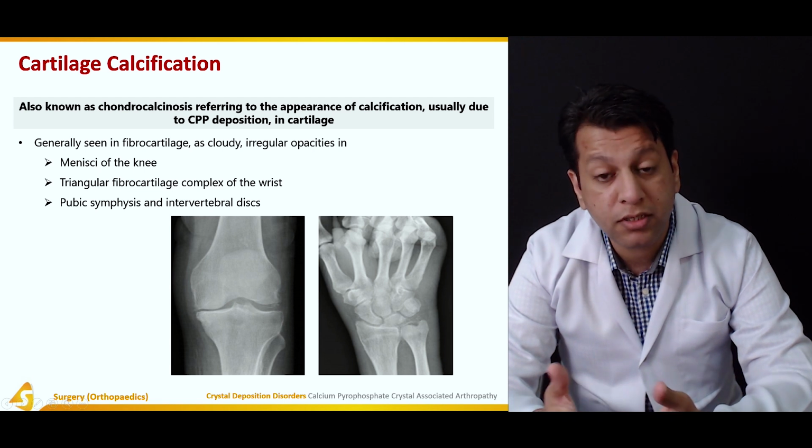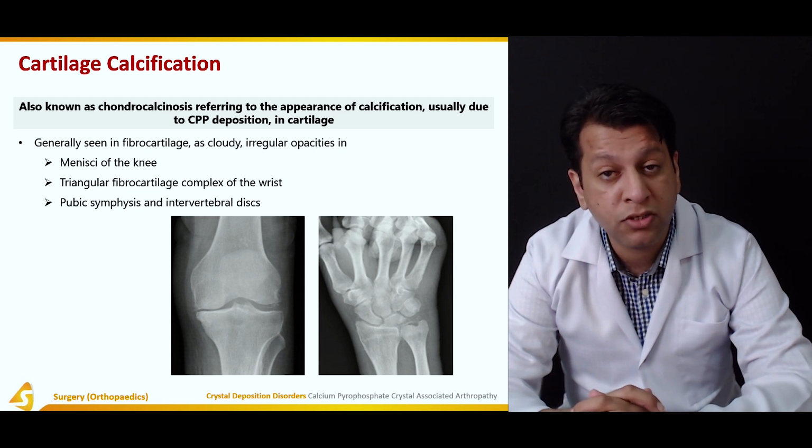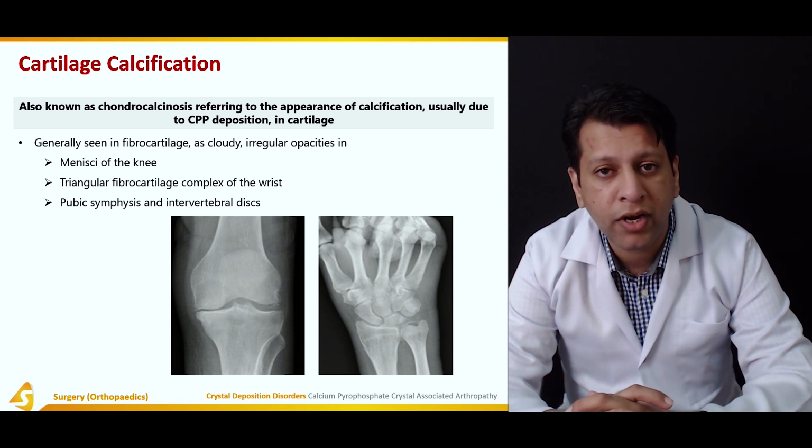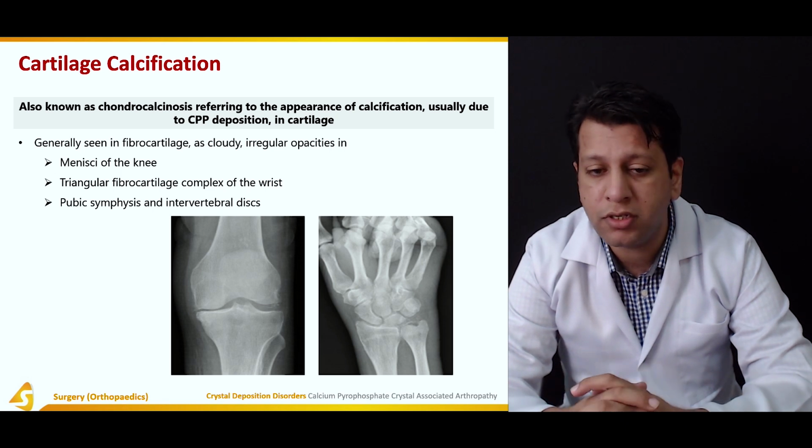It could even be present in the pubic symphysis and intervertebral discs, where, once the calcium starts to deposit, there is an increased whitish appearance, and a thin white line or specks of calcium can be seen in these areas.